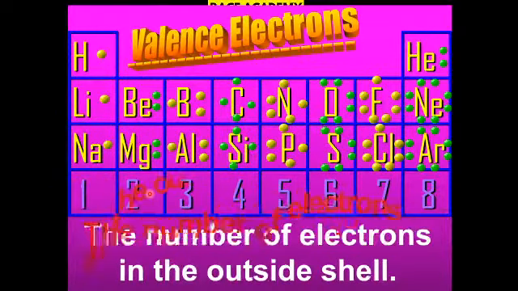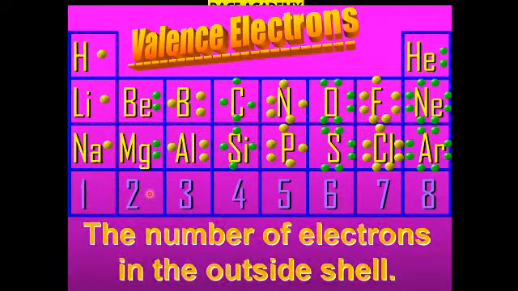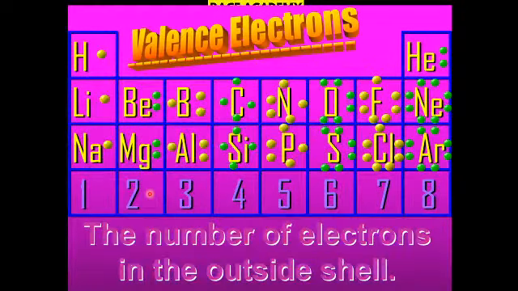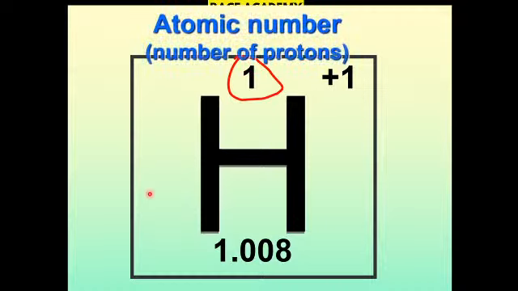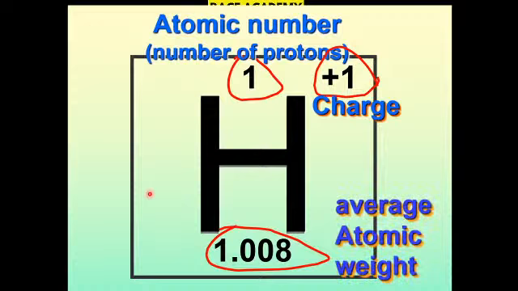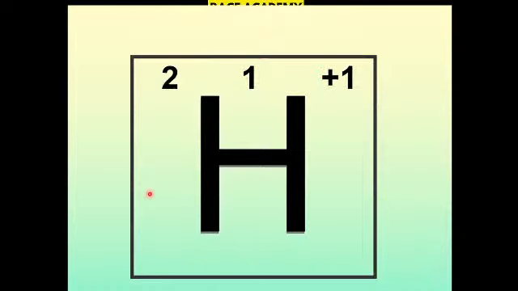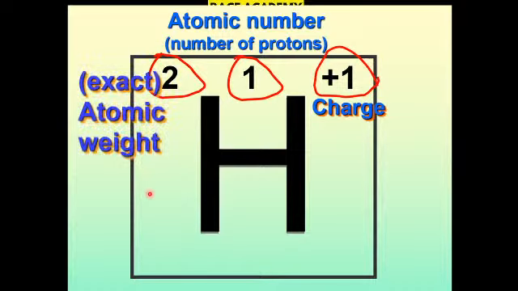So these electrons we call valence electrons. So what are valence electrons? Valence electrons are the number of electrons present in the outside shell, right? So let's move to the hydrogen case. Here hydrogen 1: that 1 is the number of protons, the atomic number. That plus 1 is the charge of hydrogen. This 1.008 is the average atomic weight of hydrogen. In this other case, you identify the atomic number and charge, and that 2 is the exact atomic weight of this one.